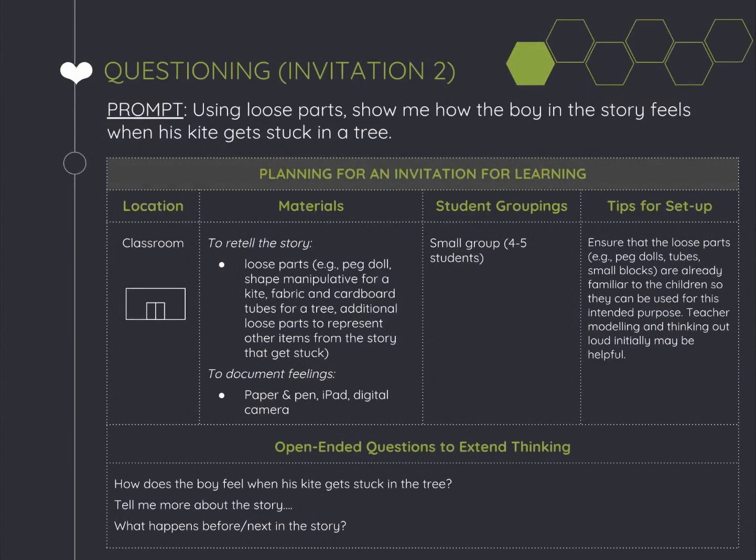So again, the resource goes through that similar template and gives you ideas for what invitations for learning or what whole group discussions you can have to help to extend that process.